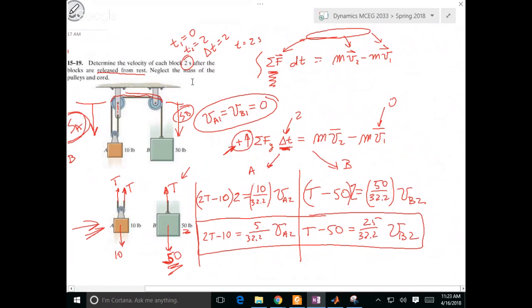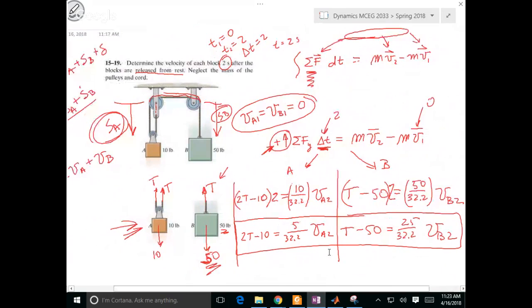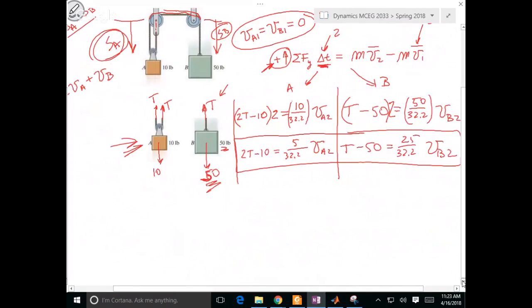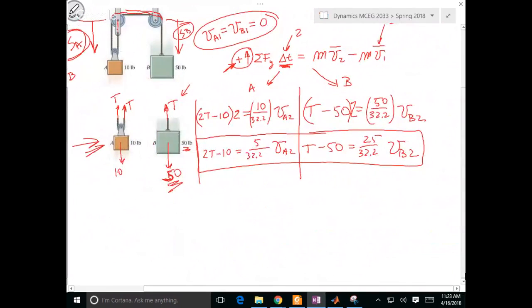What did you want to know? Determine the velocity of each block. So we're more interested in the velocities than we are than the tension. So let's try to get rid of the tension. So what I'll do is I'll write this down. 2T minus 10 equals 5 over 32.2 VA2. I'll take this equation and slip under it, but I'll multiply it times 2 as I go through it. If I multiply it times 2, 50 over 32.2.